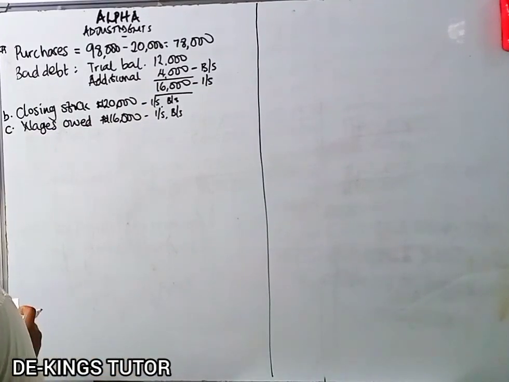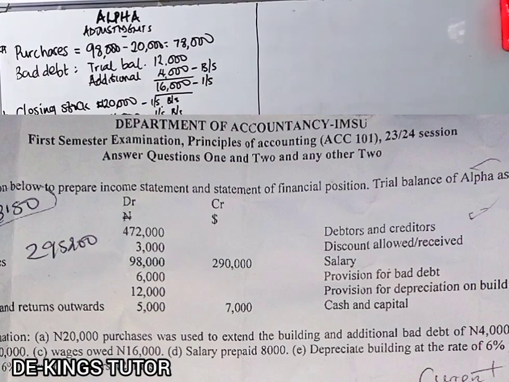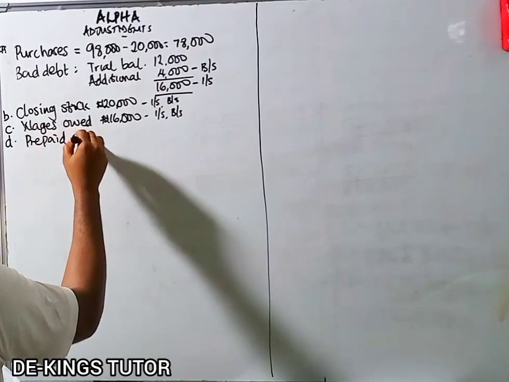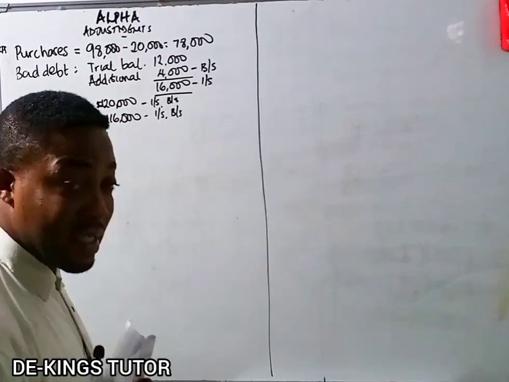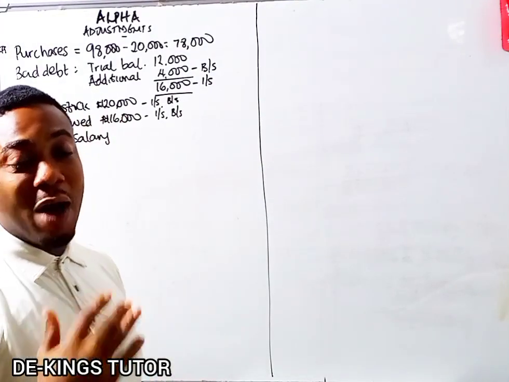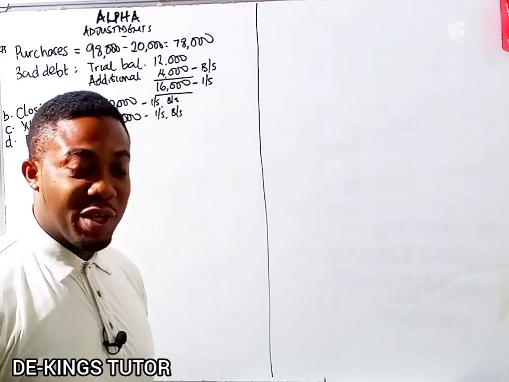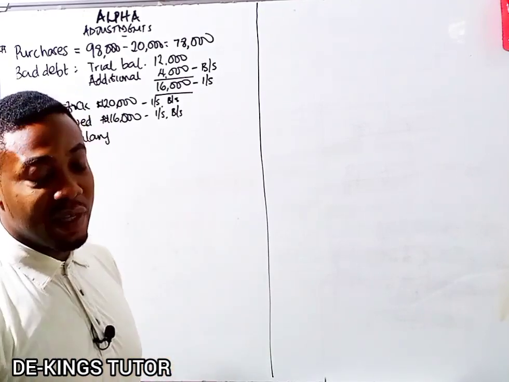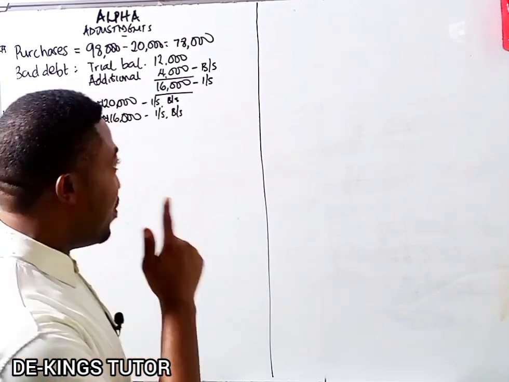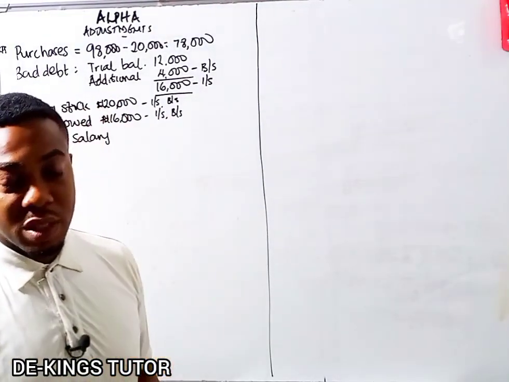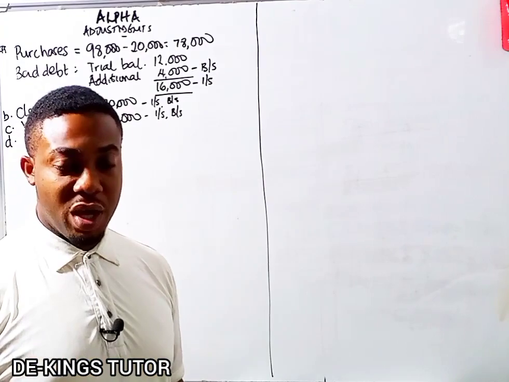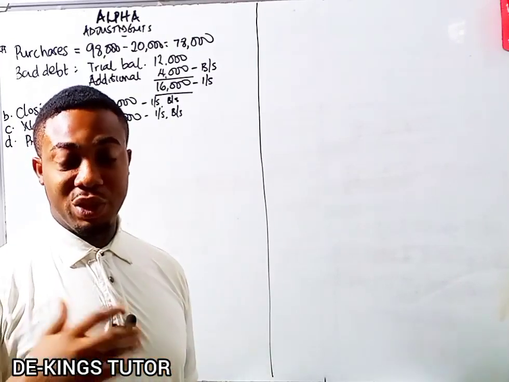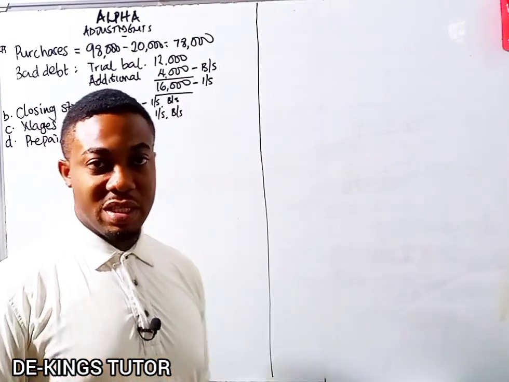Now the next one is D, prepaid salary, salary in advance. There's a section on my YouTube channel where I treated how you treat additional information, items ranging from prepayment, accruals, depreciation, bad debt, outstanding, everything. Ensure you check that. The knowledge of that will help you solve any statement of comprehensive income and balance sheet, any final account, whether the final account of a sole trader or a company. So go there and just type additional adjustment of the final account. You'll see how I treated that.